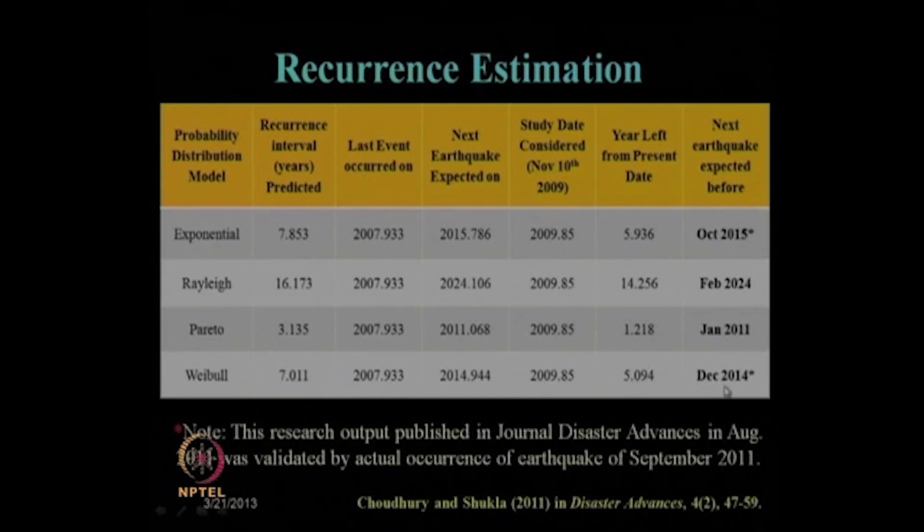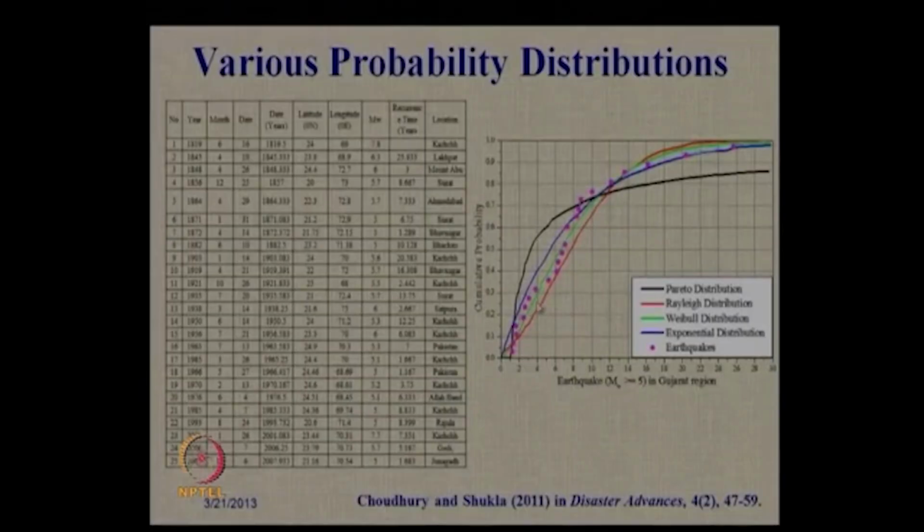You can see over here that this data was published in August 2011 in this journal, and there was an earthquake of magnitude 5 and above in September 2011, which validates that the Weibull and exponential models are predicting very well. This is also seen from this plot, where the Weibull model and exponential model very well predict the actual earthquake data points or trend.